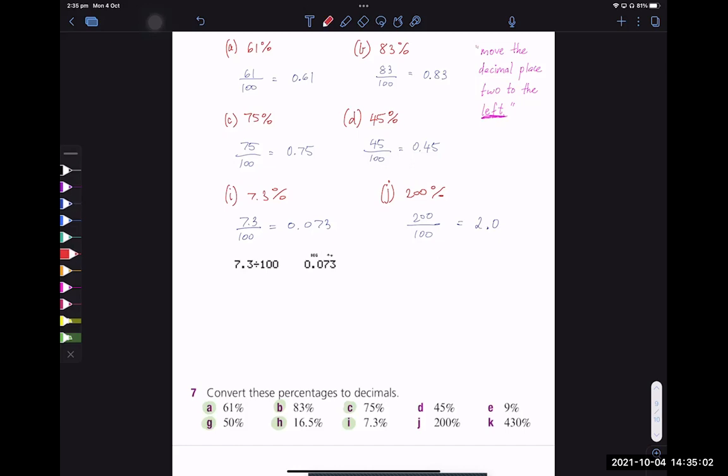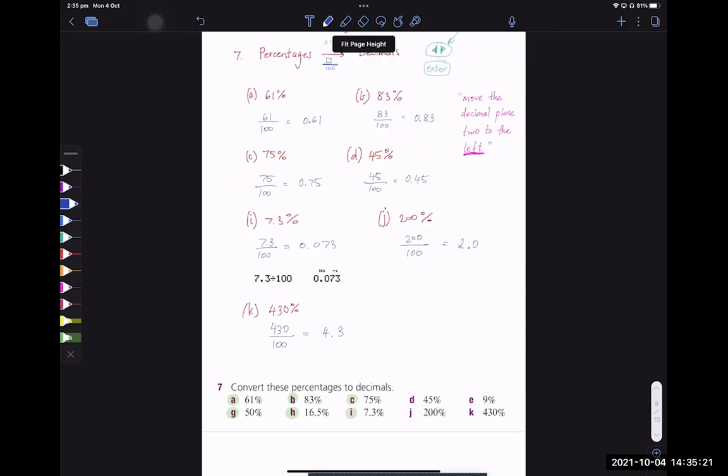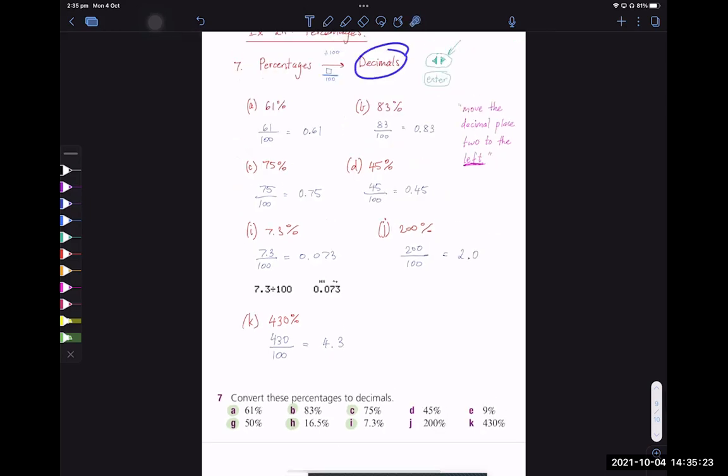For K, 430%, that's 430 divided by 100. You should get 4.3. As a decimal, you leave it there. You don't put a percentage sign on it, okay? So be very mindful that decimals do not have a percentage symbol on them.